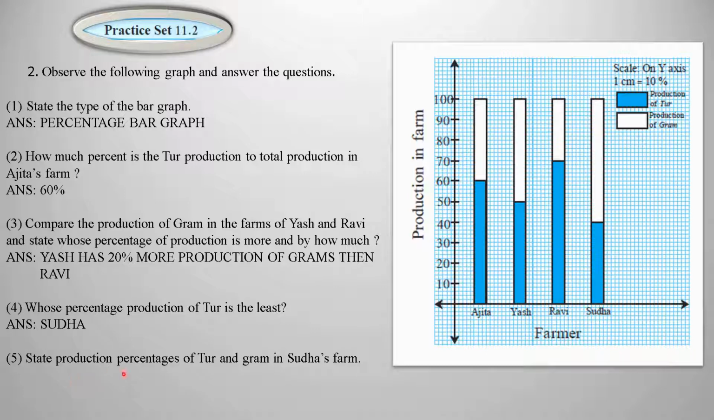State the production percentage of tur and gram in Sudha's farm. Now, if you look at Sudha's bar graph, in Sudha's bar there is 40% production of tur and the remaining white would refer to 60%, that is the production of gram. So tur is 40% and gram is 60%.